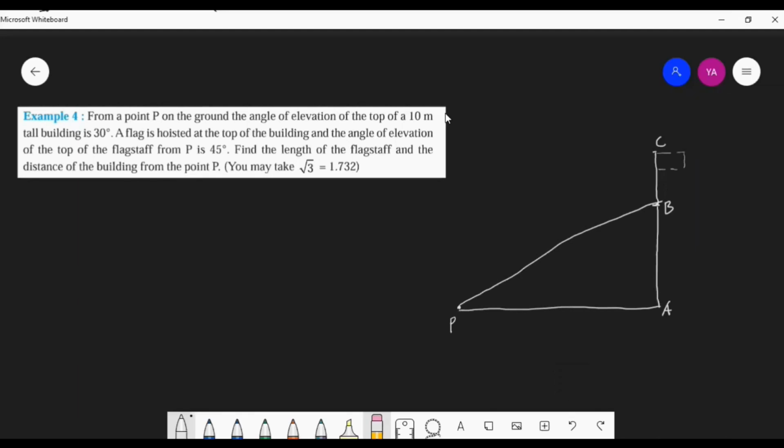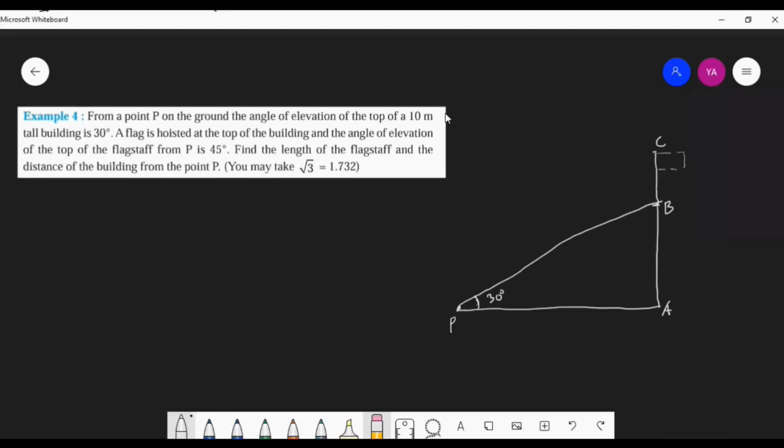So we take the elevation with the ground, the line of sight, and horizontal is the ground itself here. If there is no mentioning about the observer, the angle of elevation is the angle made between the horizontal and the line of sight. In this case, we are looking from the point P, so the position of the eye is on the ground itself. The angle of elevation will be the angle between the horizontal and the line of sight. Horizontal is the ground itself, so this will come 30 degrees.